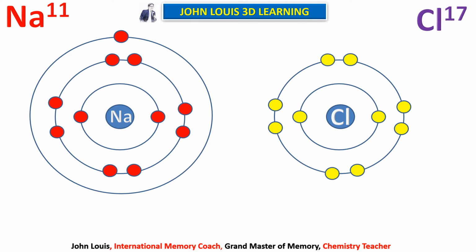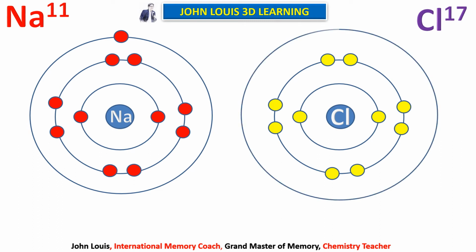Okay, 8 electrons are filled up in the first 2 orbits. First orbit 2 electrons, second orbit 8 electrons. 2 plus 8, 10. How many more remaining? 7 more remaining. So this is the third orbit, and it should have 7 electrons: 1, 2, 3, 4, 5, 6 and 7. Count the number of electrons in the outermost orbit of chlorine: 1, 2, 3, 4, 5, 6, 7. By gaining 1 electron, it can attain the inert gas configuration. Am I right? 8 electrons in the outermost orbit will be stable.